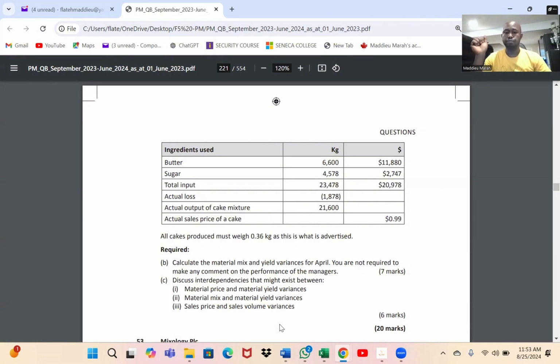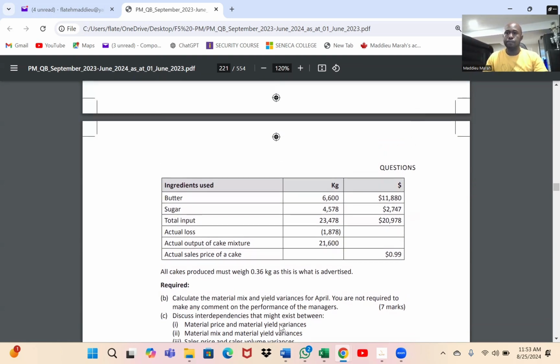No analysis. C, discuss interdependencies that might exist between material price and material yield variance. Because if the price is cheaper, we'll buy cheaper quality of material, right? Our yield variance will be negative. We will not get the output result we want to get. If we buy more quality material, then we'll get quality output. You get? So let's try to understand the formula using this example.